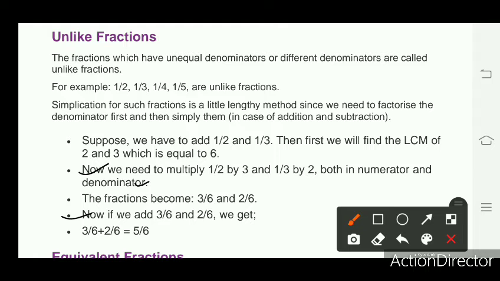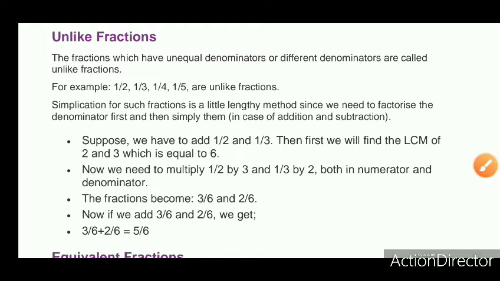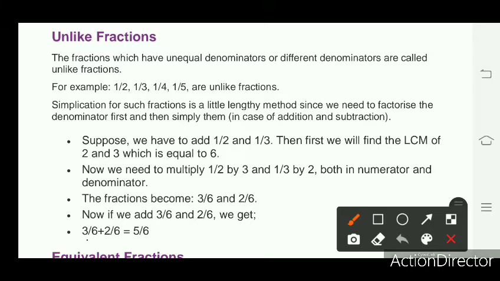Now if we add both fractions, 3 upon 6 plus 2 upon 6, we get 5 upon 6. So what we do here is add these two fractions. We take 6 as the common denominator, and after that we add 3 plus 2, which is equal to 5. So we get 5 upon 6.